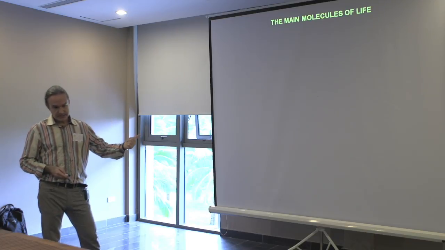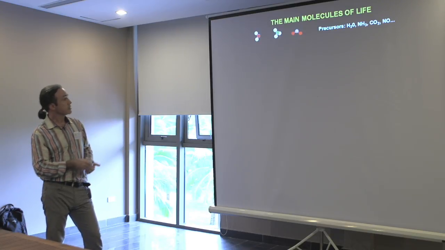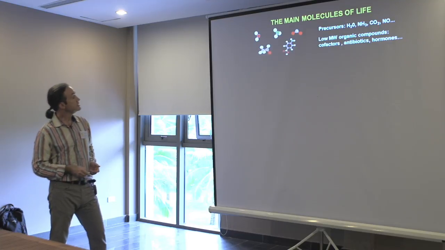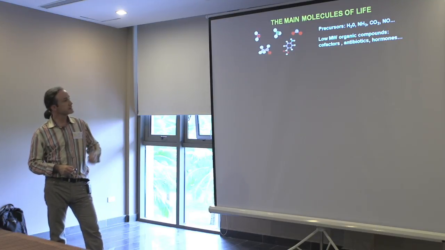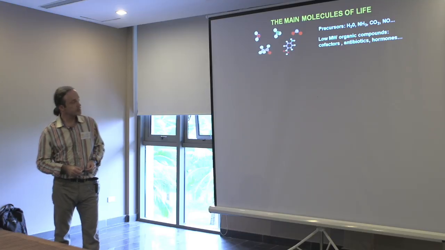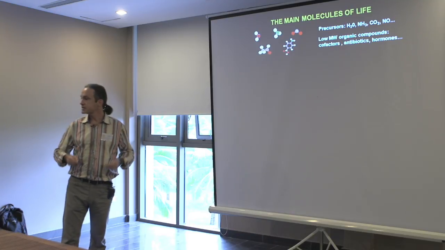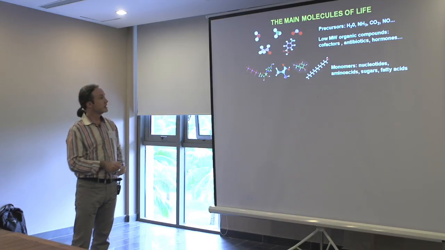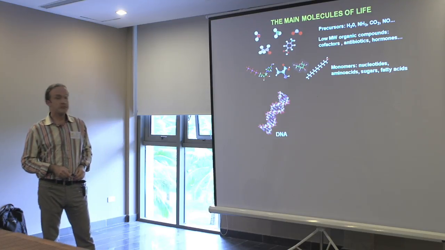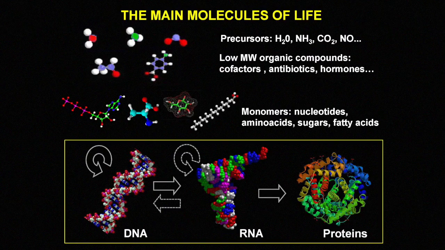Then, okay, so we have elements, water. What else? Okay, these precursor molecules, with from 2 to 5 atoms, quite small. Then we have low molecular weight organic compounds, those that appear in your analysis when you go to the doctor because you have eaten a lot and so on. Cofactors, antibiotics, hormones, etc. Then monomers, this is definitory for life, such as nucleotides, amino acids, sugars, and fatty acids. And then the main molecules of life that are biopolymers: DNA, RNA, and proteins.